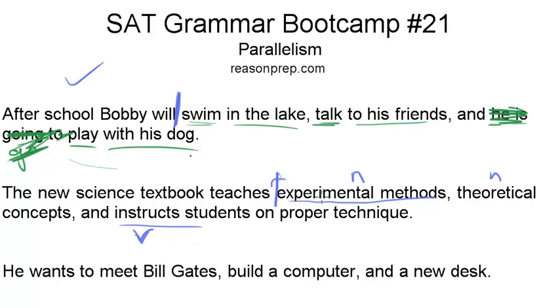So we've got to either change the first two or change the last one. Most of the time you're going to change the last one. So how about let's just go ahead and cut out everything. Well, we've got to keep the end. We'll cut out this and just leave proper technique. Now we've got a noun. So now it reads, the new science textbook teaches experimental methods, theoretical concepts, and proper technique. Here we wanted the verbs. Here, though, we want a noun, so we keep it noun, noun, noun. Here it was verb, verb, verb. And, of course, this was a verb as well, but we need the right form of the verb.